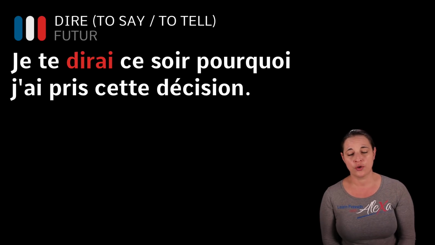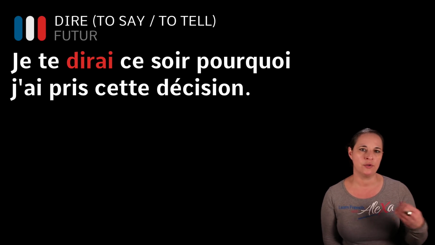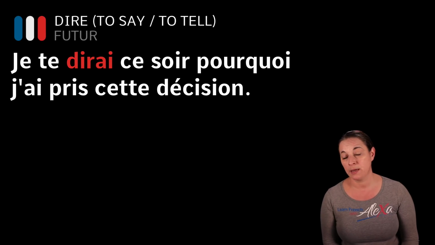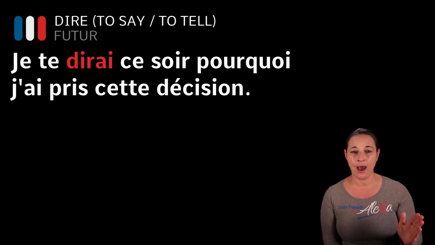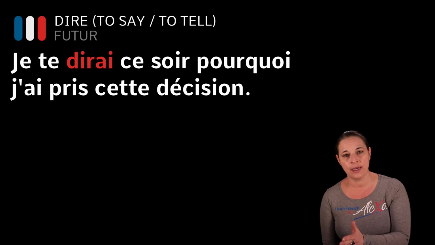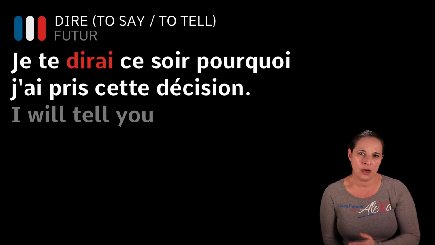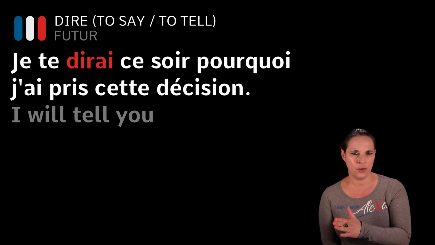Now, examples here. Je te dirai ce soir pourquoi j'ai pris cette décision. Now you're going to tell me, there is a te in between the je and dirai. What does that mean? It means you. So if I will say, the you is before. I will say to you, or I will tell you, okay? The you that you find in English comes before the verb. Je te dirai, I will tell you, okay?